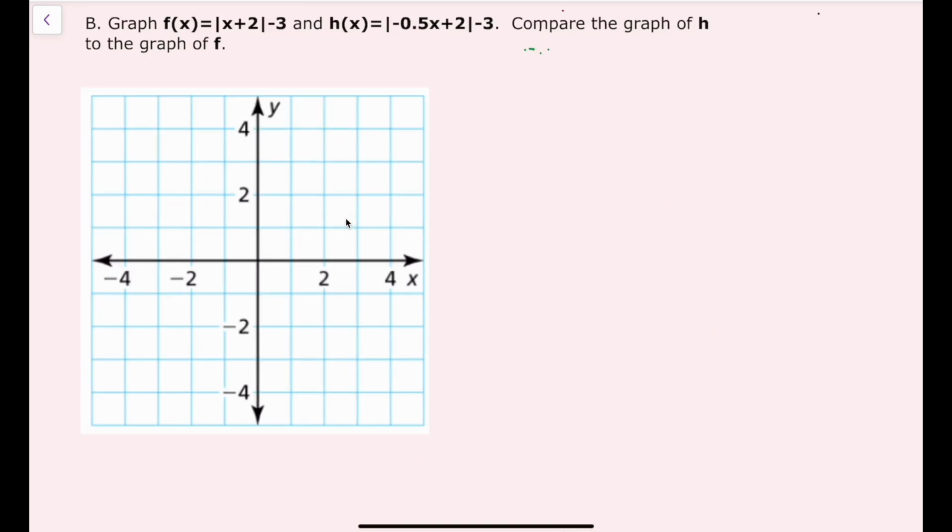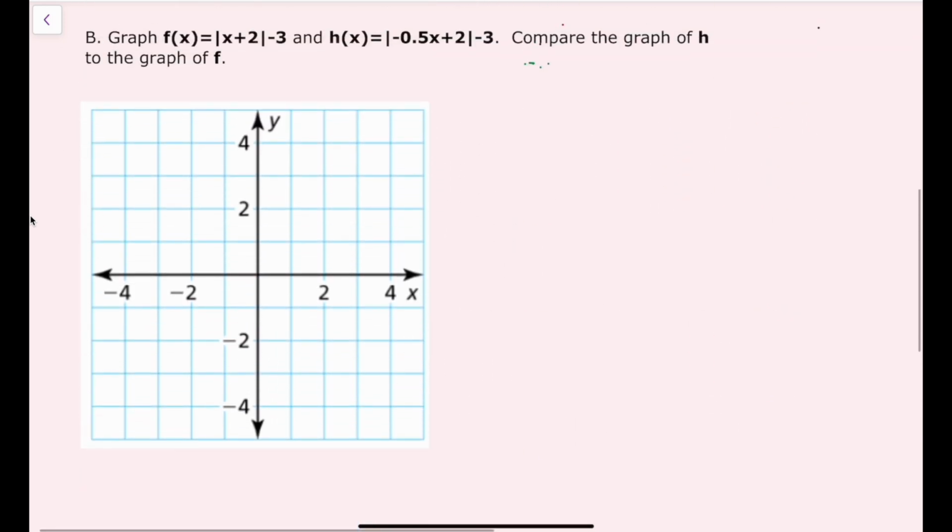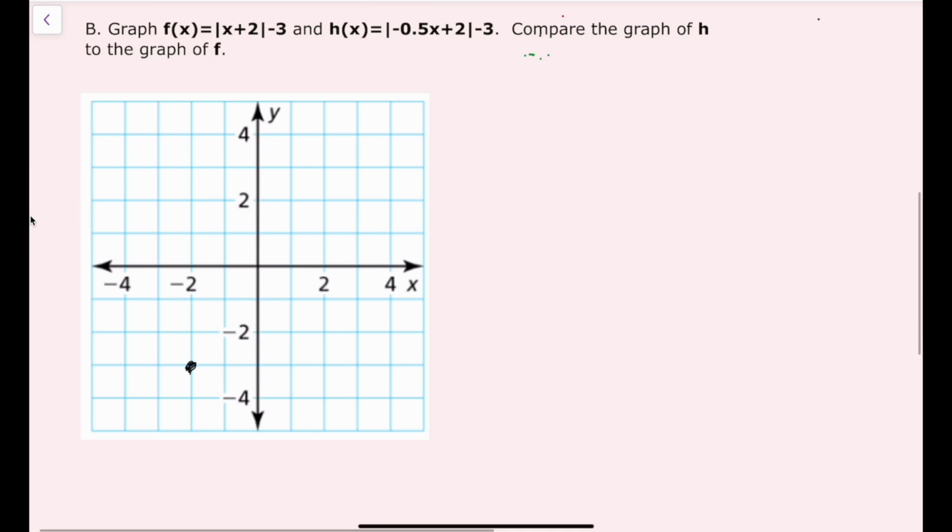For part B, we're going to graph f of x equals the absolute value of x plus 2, all minus 3, and then h of x equals the absolute value of negative 0.5 x plus 2, and then all minus 3. And then we're going to compare the graph of h to the graph of f. Well, this graph is the exact same one that I just graphed. So if I go back up here, it's this graph. We already did it. I'm not going to waste your time graphing it again. But I figured out that my vertex was negative 2, comma negative 3. And then my slope is going to be 1 and negative 1. I'll draw my rays really quickly.